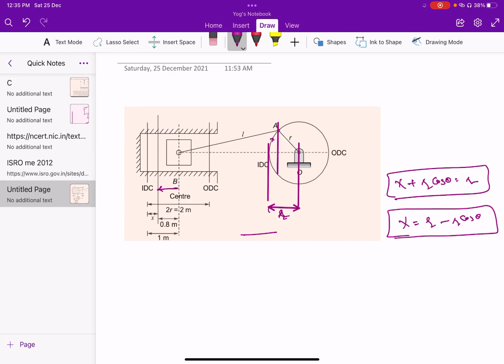center. If I mark this distance as x from the inner dead center, and the crankshaft is rotating like this, then if it has moved a distance x, and I take the projection of this point, this has also moved a distance of x. So this total distance is r. So x plus this projection r cos theta is equal to r. So x is equal to r minus r cos theta.